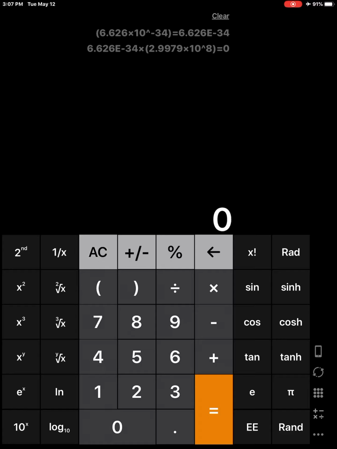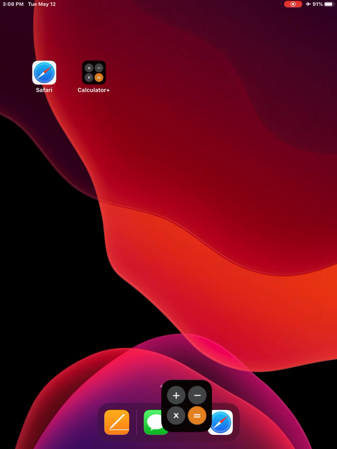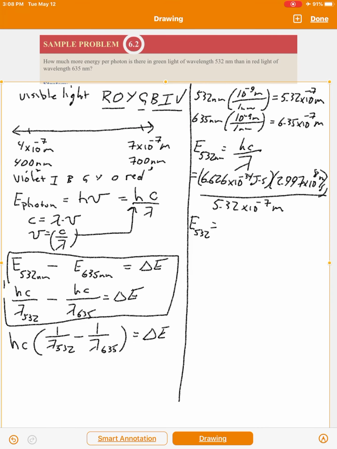So let's use a different approach. What I'm going to do is use my head a little bit. 6.626 times 2.9979 divided by 5.32, and you get 3.73. So I'm going to come back over here.